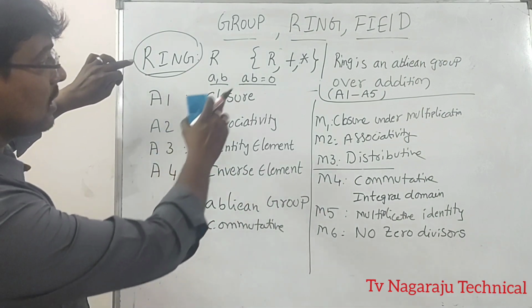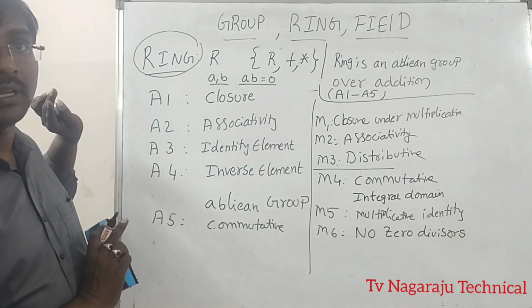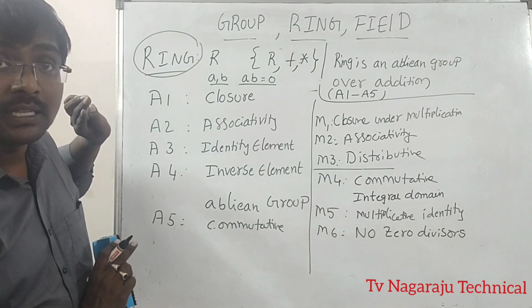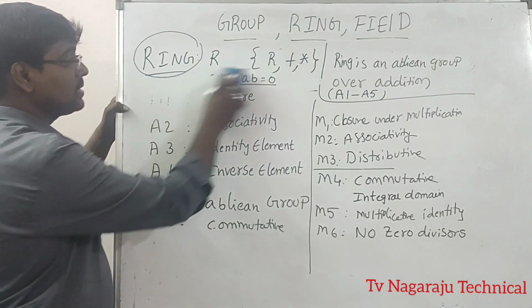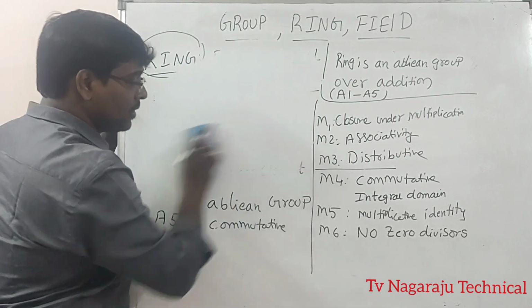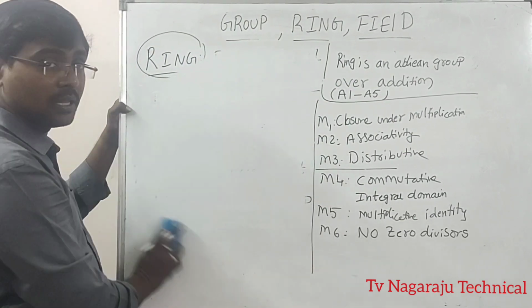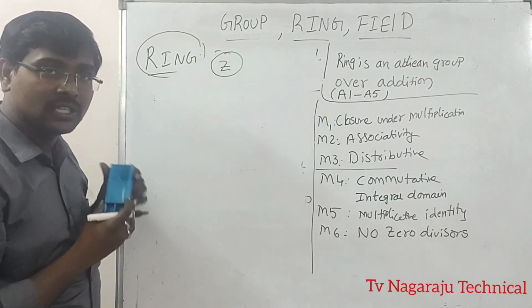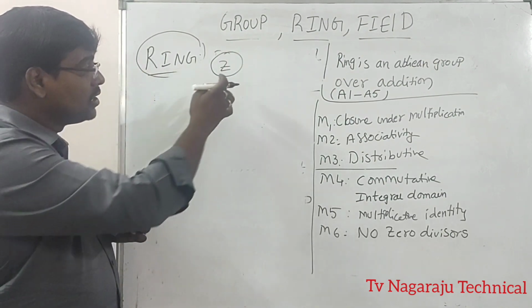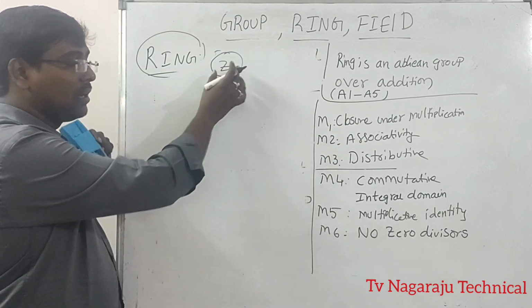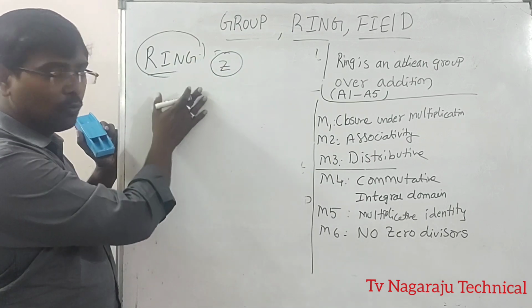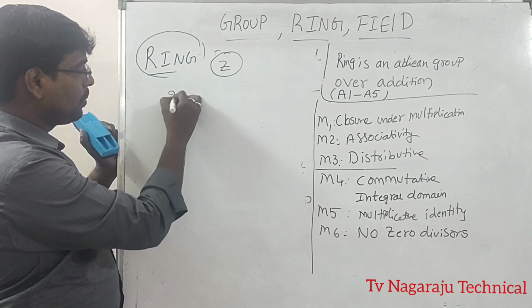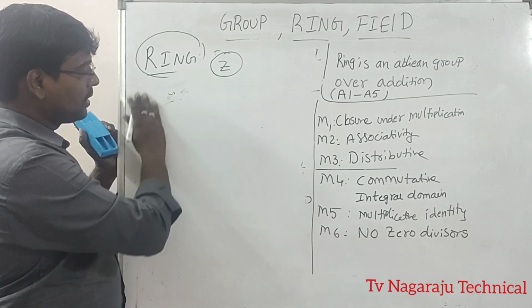Clear? These are the properties of a ring. Now I will erase. I explain this one with one example. For example, we have Z, the residual modulo Zn, a set of integers. Same thing, we already know the closure property for 2, 3.